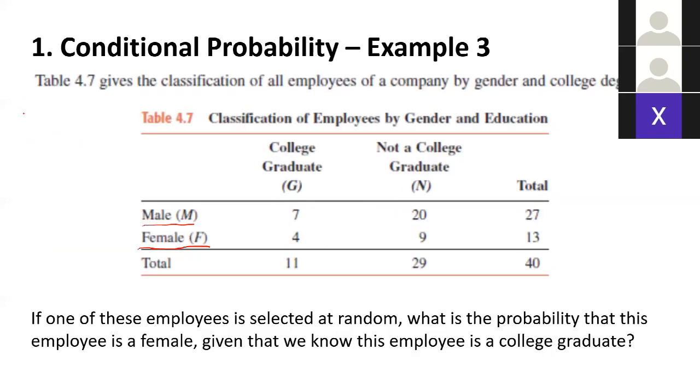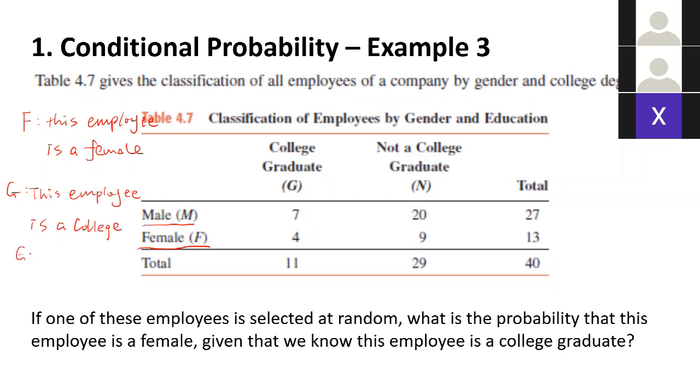There are two events. First event F is this employee is a female. We have another event G, denoting this employee is a college graduate. And here we want to find the probability of F given G. That means we already know this employee is a graduate. Under this situation, we calculate the conditional probability of F given G. So what is the conditional probability of F given G?